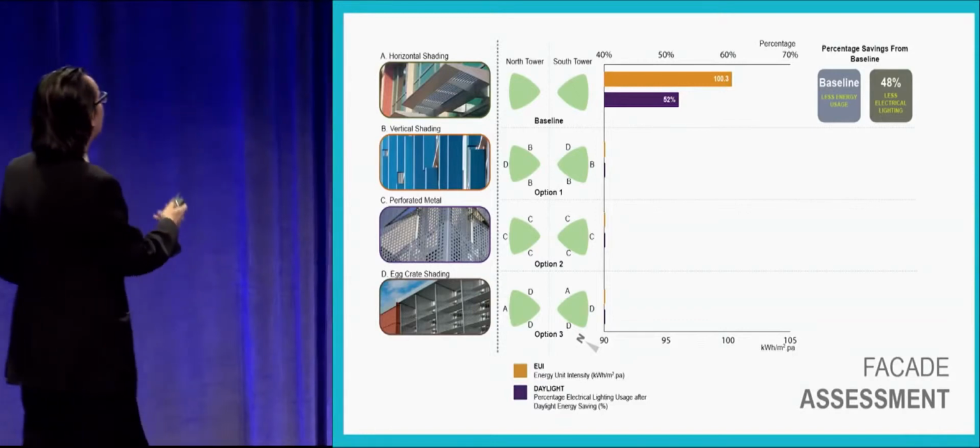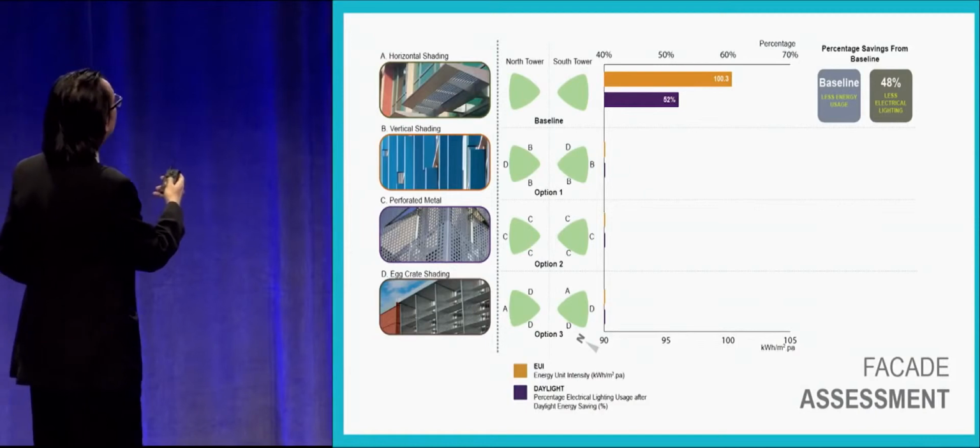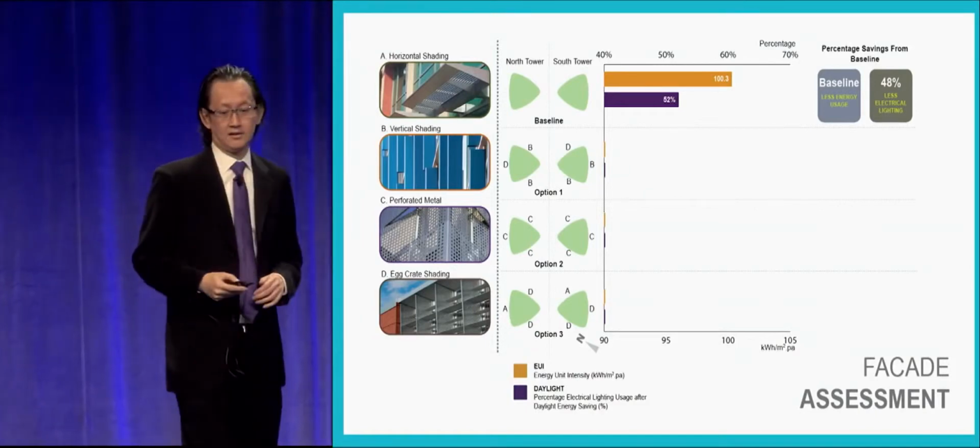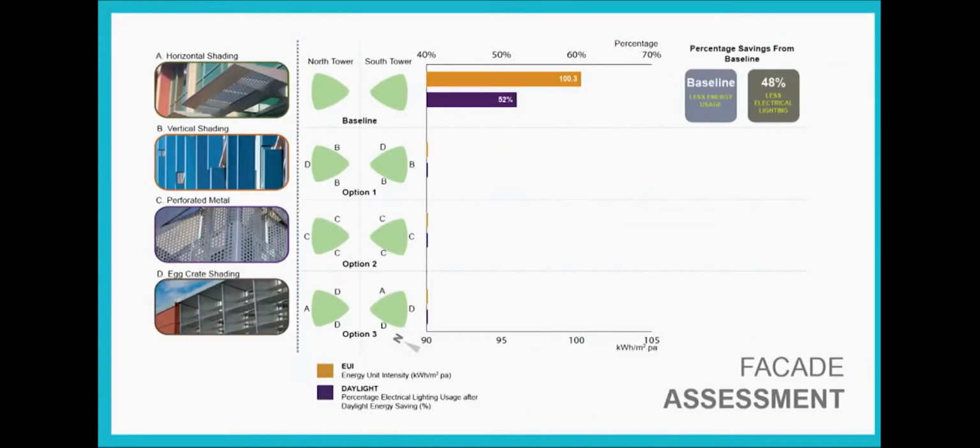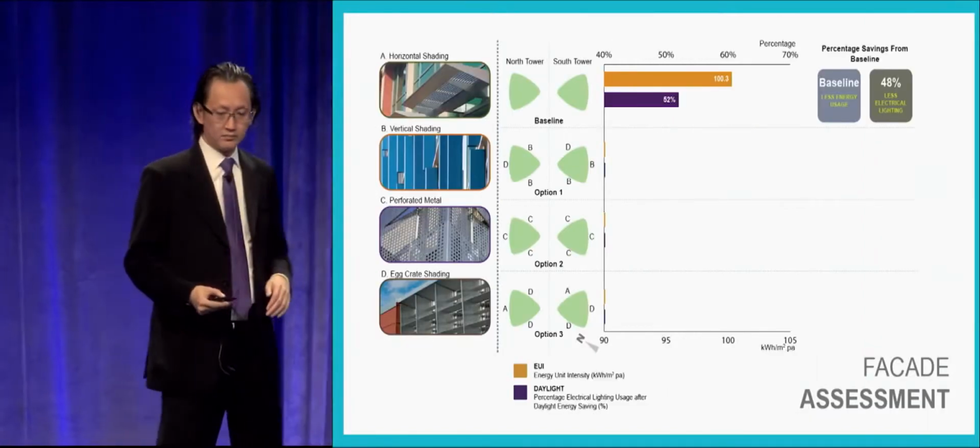Our initial design is a sleek tower building without any shading device. You can see the performance of EUI that's showing 100.3, and we can also see the performance of daylight from how much percentage of electrical lighting that we save. In this scheme, we have a saving of 48%.